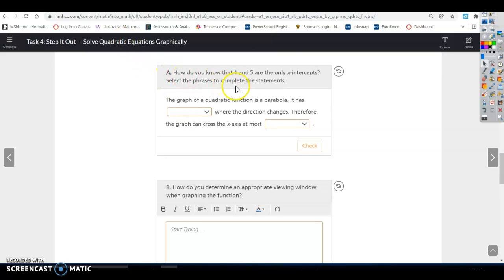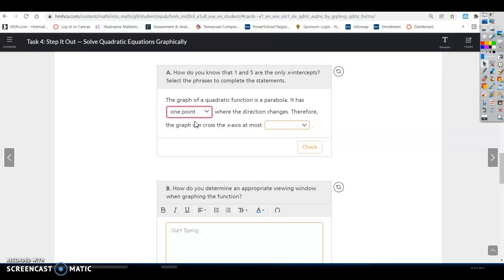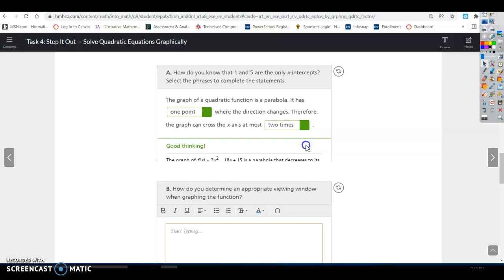All right, how do you know that 1 and 5 are the only x-intercepts? The graph of a quadratic function is a parabola. It has one point where the direction changes, so it either goes down and back up or it goes up and back down. So one point where it changes directions, therefore the graph can cross the x-axis at most 2 times.